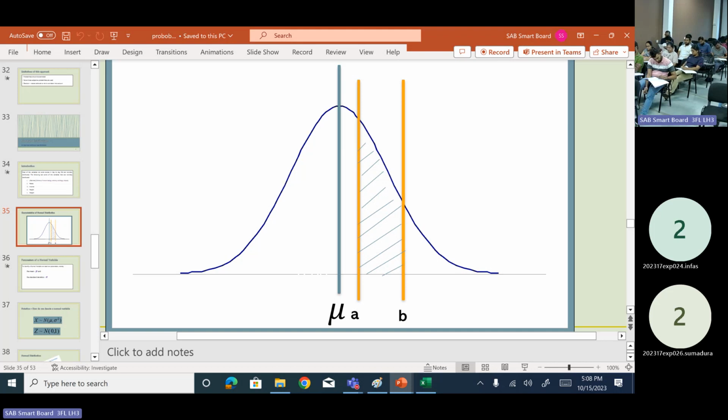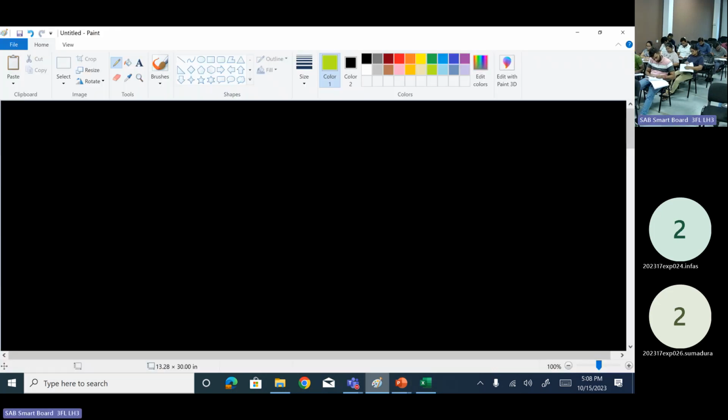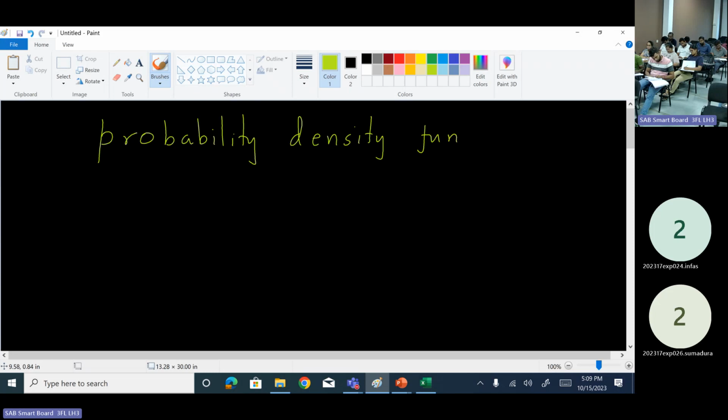Then the third one: the shape of the normal distribution is given by the probability density function. In short, we call this the PDF, probability density function.